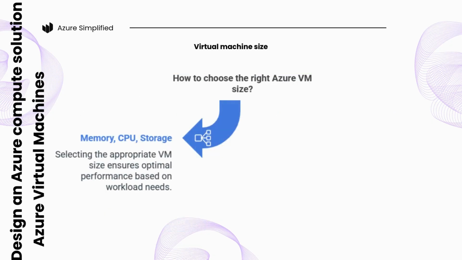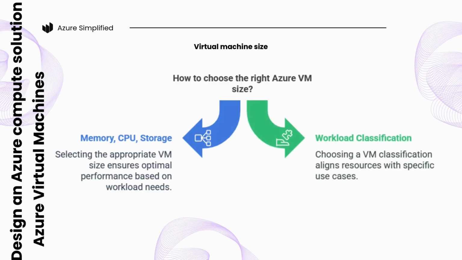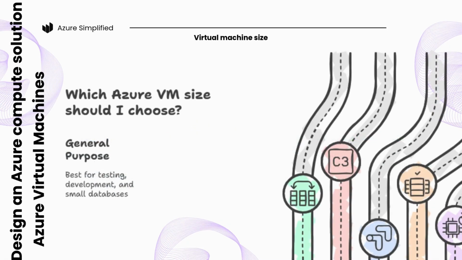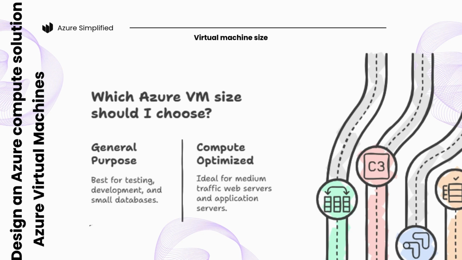Key points. Virtual machine size in Azure. Choosing a size, VM size determines memory, CPU, and storage, based on workload needs. Workload-based selection. Azure offers different VM classifications for specific use cases. Azure Virtual Machine Classifications. General purpose, balanced CPU to memory. Best for testing, development, small databases, low to medium traffic web servers. Compute optimized, high CPU to memory. Ideal for medium traffic web servers, network appliances, batch processing, and application servers.